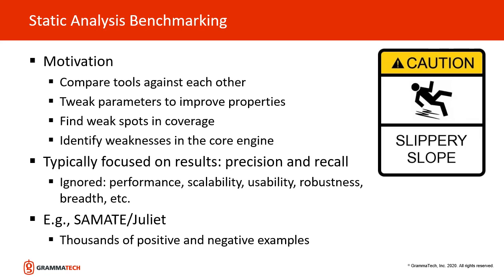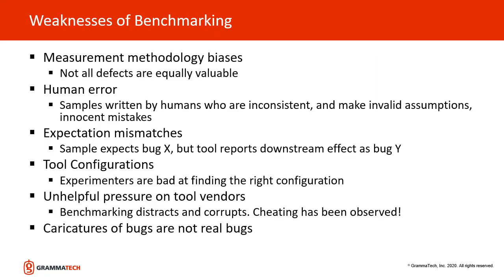And what came out of this, through the efforts of the government, was the generation of a set of benchmarks called SAMATE, and which is now Juliet, which contained thousands of both positive and negative examples of code that was designed to test the recall and precision of the static analysis tools. So most of what I'm going to talk about in the next part of the talk, when I talk about benchmarks, is about the SAMATE and Juliet benchmark.